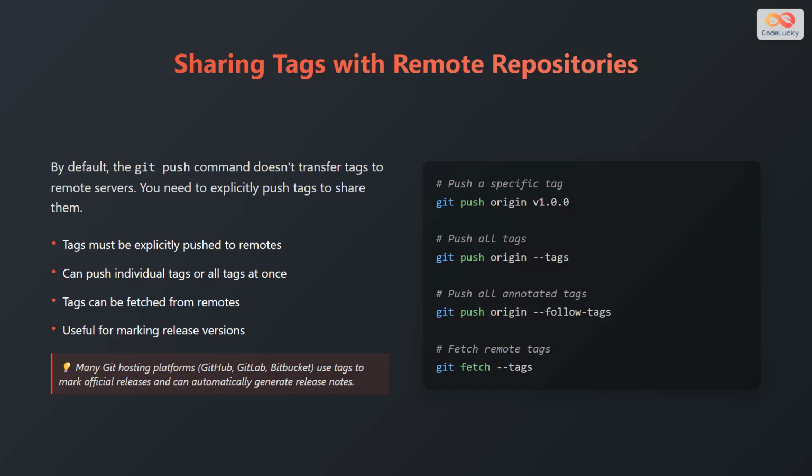Alternatively, to push all annotated tags, you can use the command git push origin --follow-tags. To fetch remote tags, you can use the command git fetch --tags. Many Git hosting platforms such as GitHub, GitLab, and Bitbucket use tags to mark official releases and can automatically generate release notes based on these tags.